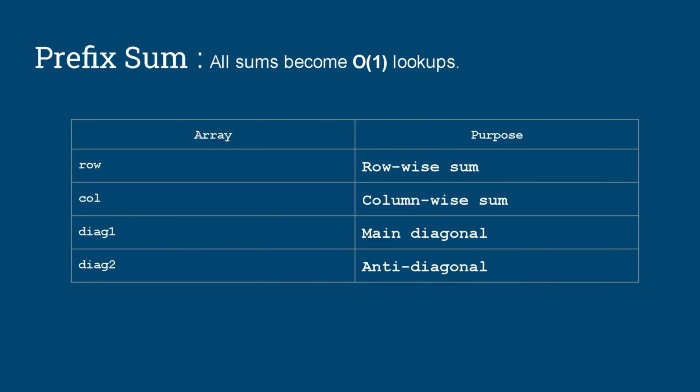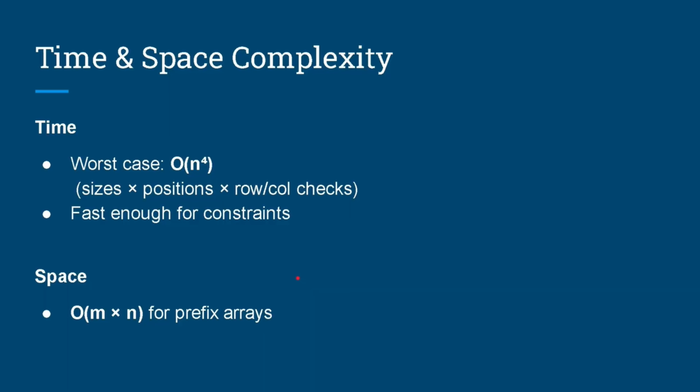The prefix sum computation is a single loop, because we take the arrays for rows, columns, and diagonals and pre-calculate them: row-wise, column-wise, and for the main diagonal and anti-diagonal. For the time complexity, in the worst case it will be O of n to the 4, because for each size and position the check is done. Otherwise, it is fast enough in practice, and for the space we use O of m cross n.